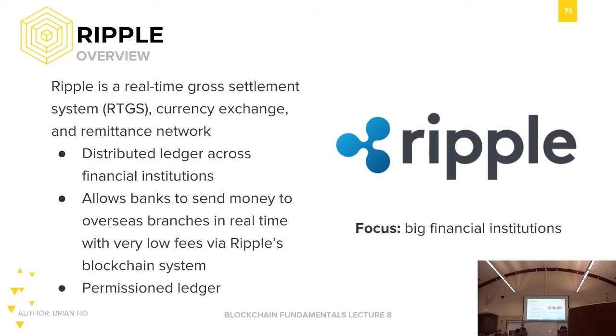And who's ever heard of Ripple, actually? Yeah, cool. So Ripple is, I'm just going to read, a real-time gross settlement system and remittance network, technically. It's actually a distributed ledger across multiple financial institutions. Their focus is on big financial institutions. So the Ripple system allows banks to send money overseas in real time and with low transaction fees because of, I guess, this consensus protocol. But they use a permissioned ledger, meaning it's not open to everyone in the world. It's only open to certain banks.